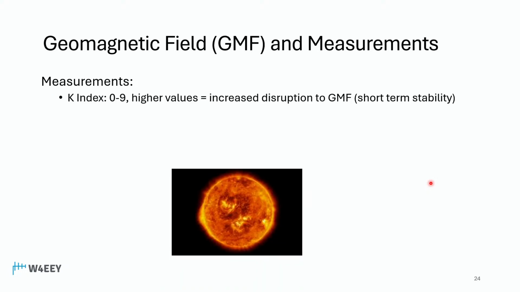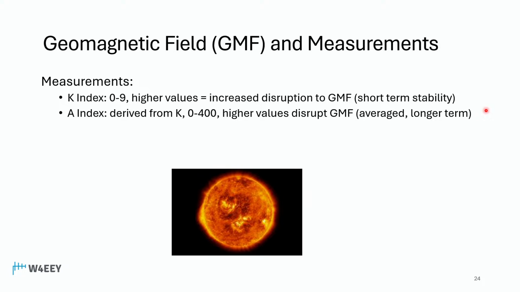So a few more measurements. The K-index ranges from 0 to 9, and it measures the disruption to the geomagnetic field, the short-term stability. The A-index is derived from K, and it has a different range. It's averaged over a longer term, over 24 hours, actually. And K is the only one that I really care about because I want to know what's going on right now. I don't care about the average over the last day. I want to know what's happening now. So that's the one that I look at.